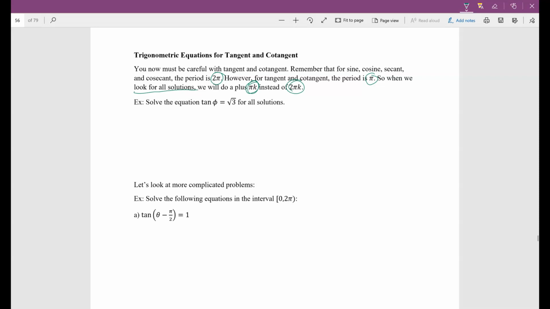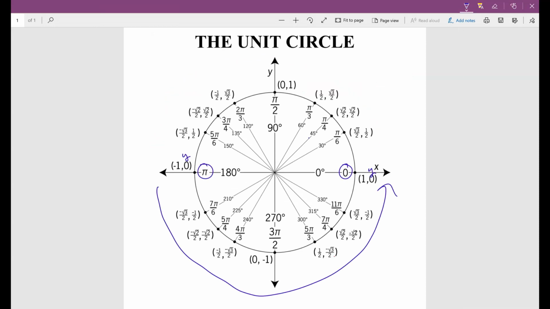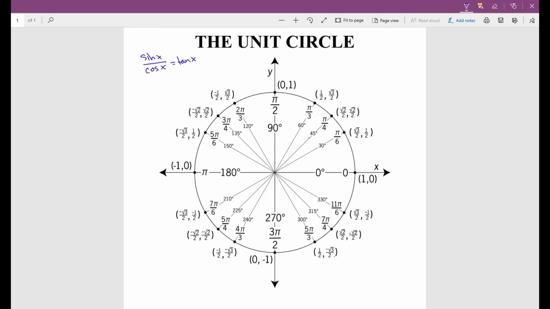All right, so here we want to solve the equation tangent of phi is equal to square root of 3 for all solutions. Okay, so we want to be able to figure out where exactly this guy is at. So one of the things that you can do, you can always print out a unit circle. We know that tangent is basically sine x over cosine x. That's going to be tangent of x. So we can actually figure out the tangent, kind of make a new point and figure out what tangent in this case is going to be. That way it's easier to figure it out in the unit circle.